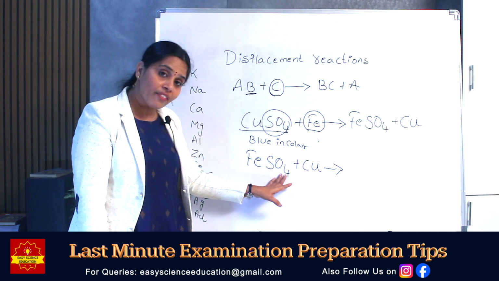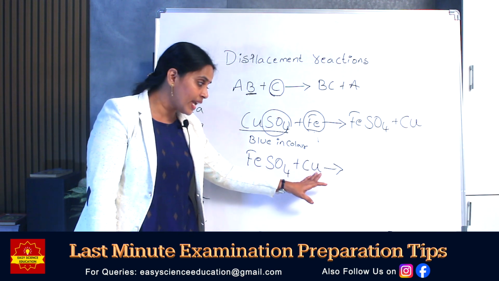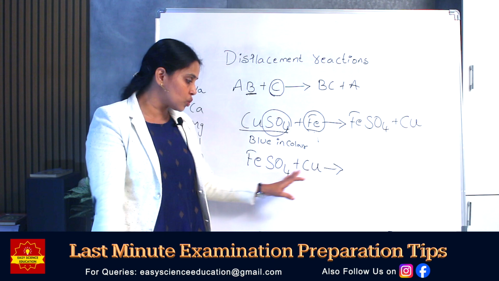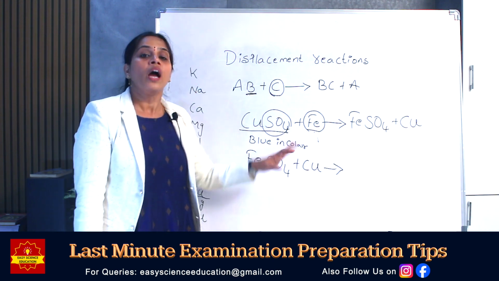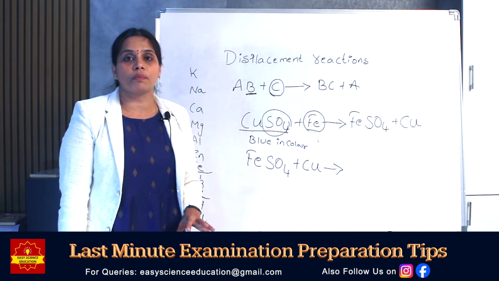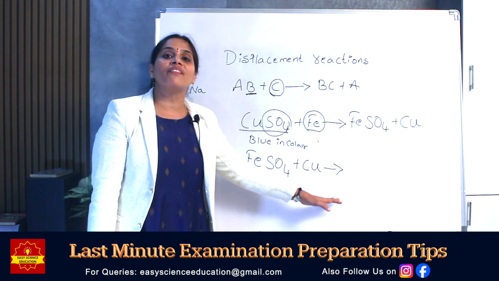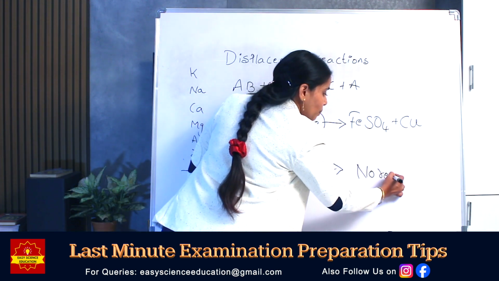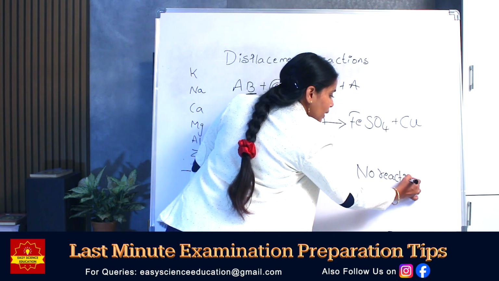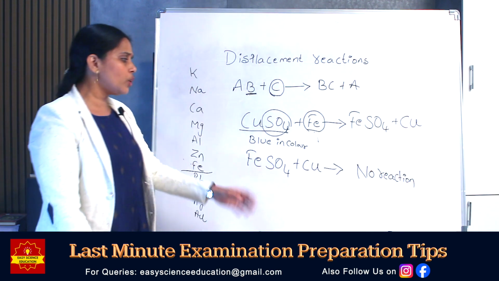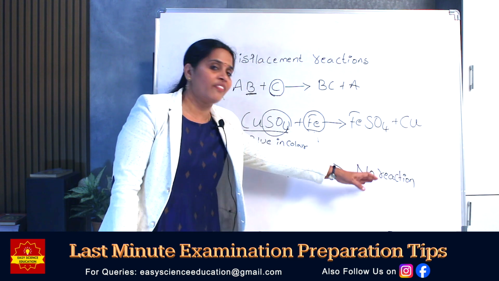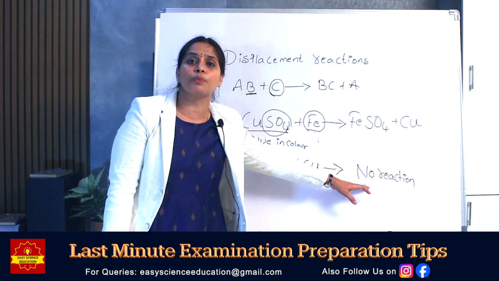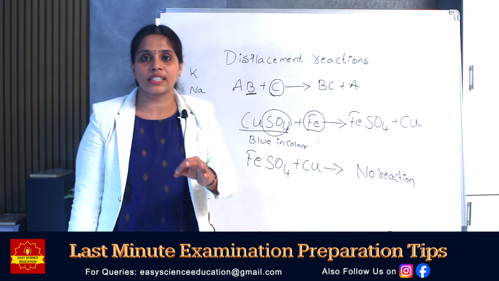Now, iron sulfate solution is there and we have added copper turnings to the iron sulfate solution. Now, what changes do you observe? You don't observe any changes. Here we'll write no reaction. Displacement cannot be possible here. But many children will make a mistake like that. They'll write copper sulfate and iron as products, which is a wrong concept.